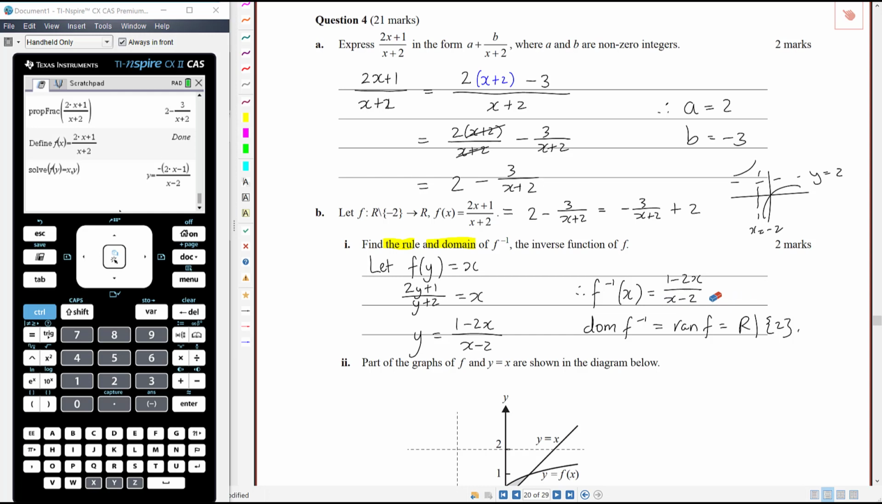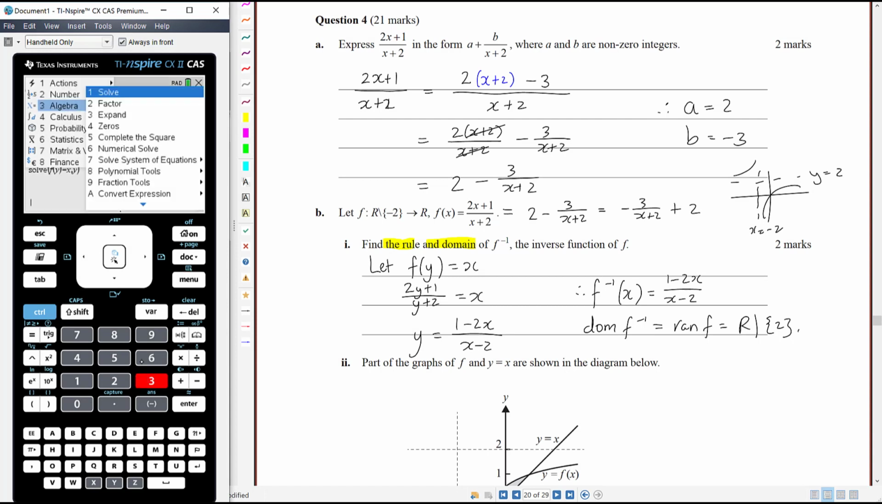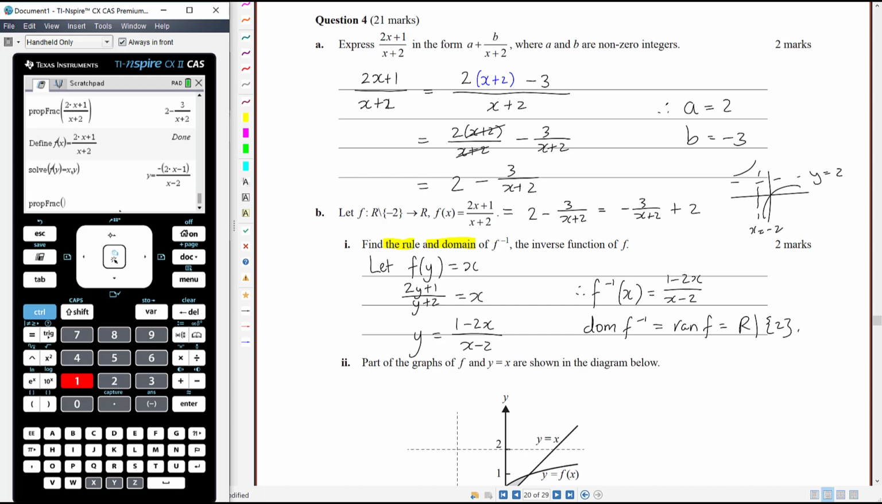Also worth noting, it might be worth just getting your CAS to do the proper fraction again, so menu 3, 9 for fraction tools, 1 for proper fraction. See if it will be okay with the y in the way there. Yeah, so if you rewrite this, this is the same as negative 3 on x minus 2, minus 2. So that might be an easier way to think about it when you want to think about the graphs in the next parts that I can see are coming.